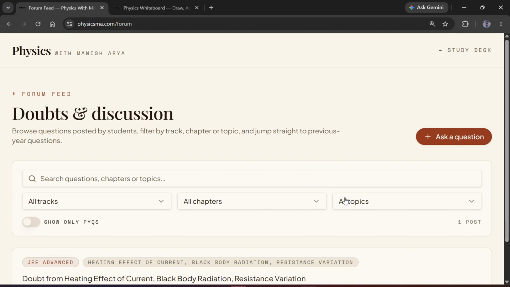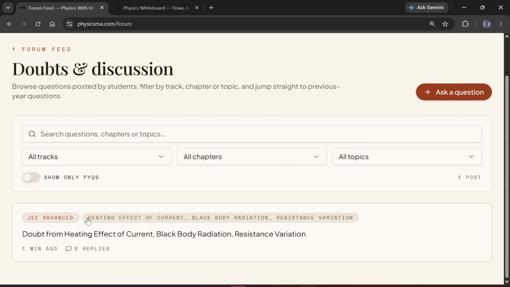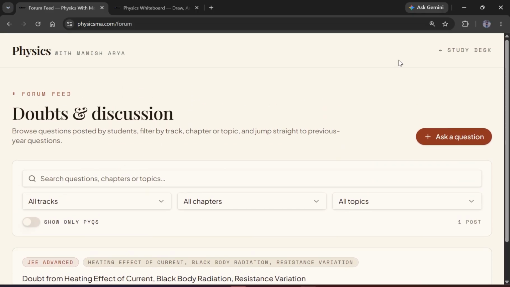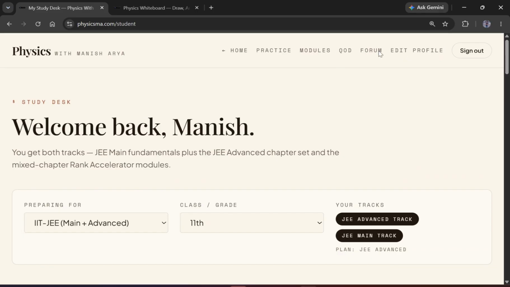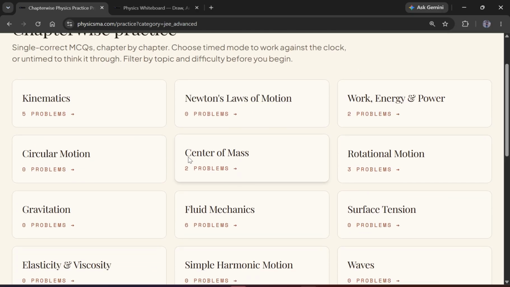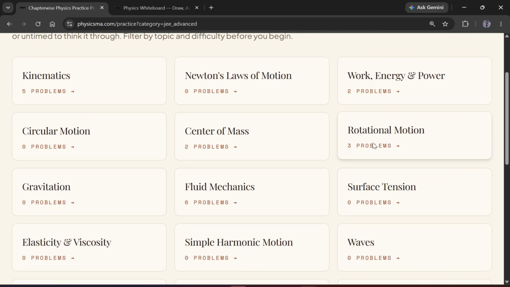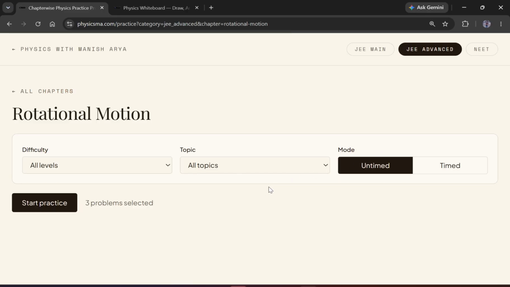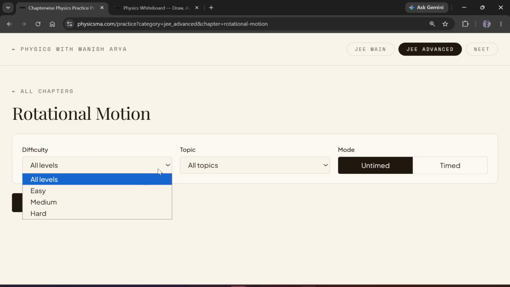So right now, let's discuss the problem which we were doing. Let me go to the JEE Advanced section. Here I am going to the JEE Advanced practice, and this problem is in rotational motion. You will be getting a very nice approach here. So keep practicing. Everything is free. Just practice, and whatever you are getting, if it's wrong, you can share it to the forum as well, so that I can reply or any of your peers can reply.